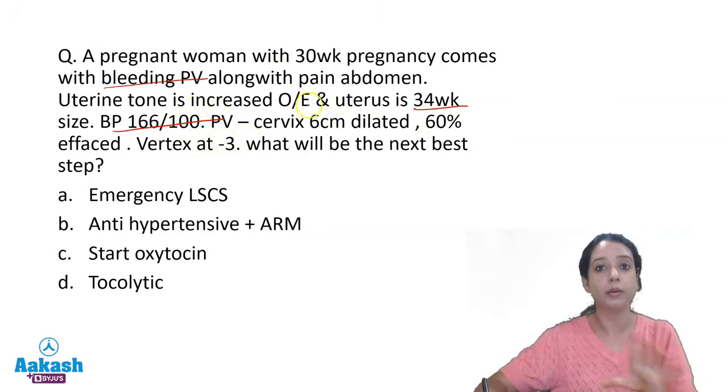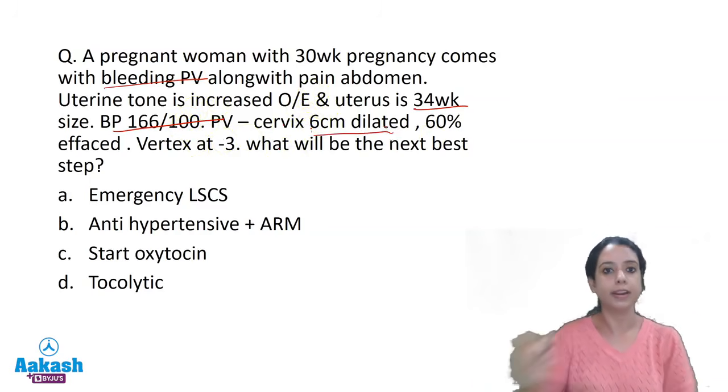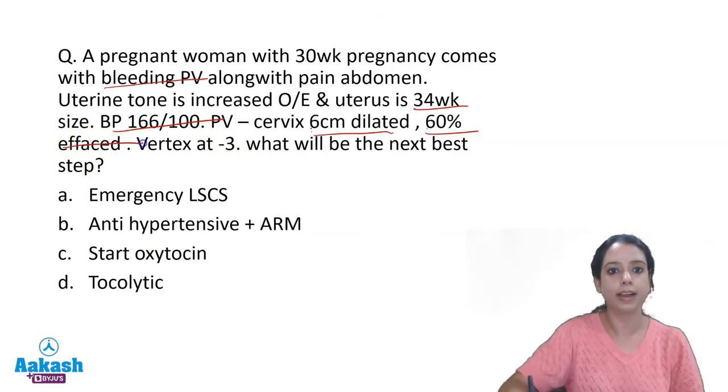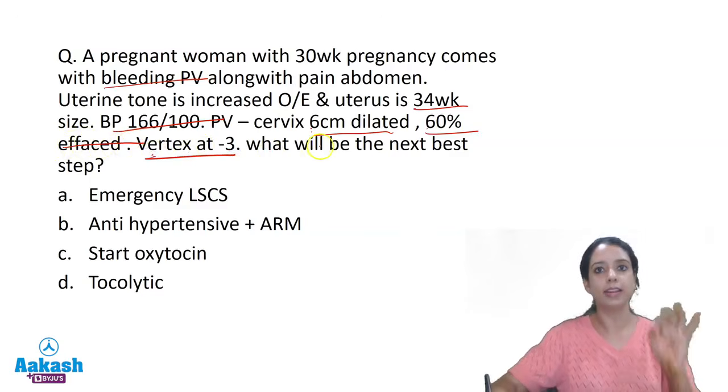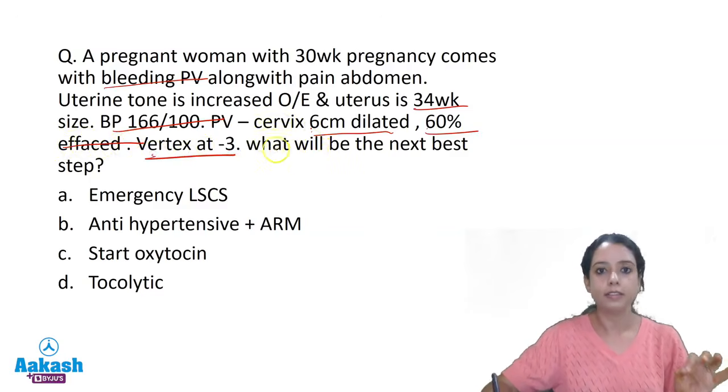Now see how advanced she is in labor. Her cervix is 6 cm dilated and effacement is also okay, 60% effaced. But see, the vertex is very high. It is -3. So again, if this is a case of abruption with high blood pressure, what do you want?